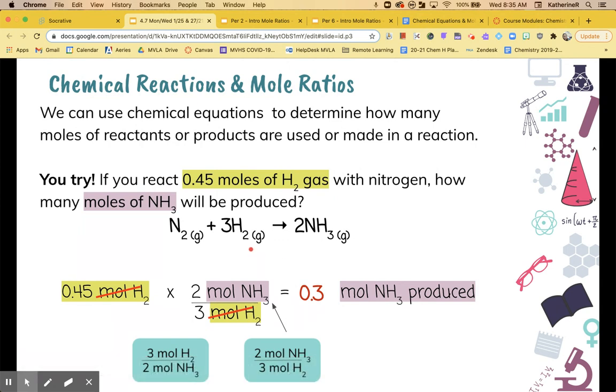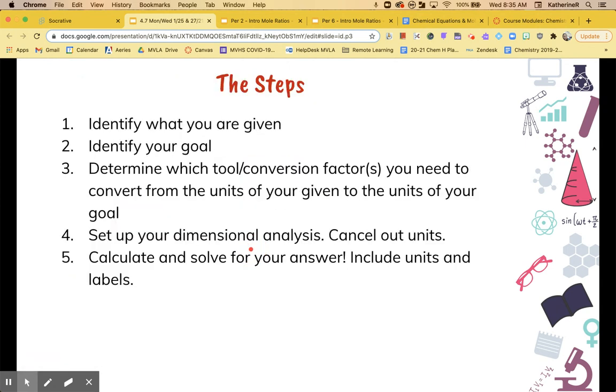This is what you're going to do for homework. Okay, so what are our steps? Our steps are identifying what you're given and identifying what your goal is. Then you're going to determine which conversion factor, which tool, you're going to use to convert from the units you're given to the units of your goal. Set up your dimensional analysis, cancel out your units, and then simply calculate. Okay, make sure you include units and labels for your final answer.